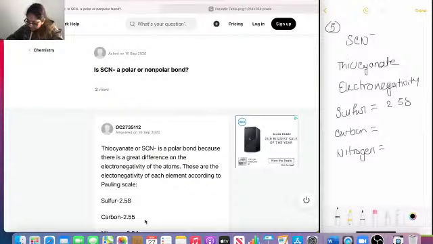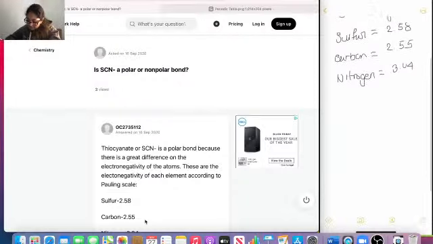2.58. Carbon has 2.55, and nitrogen has 3.04. Okay, so in this case you can see that nitrogen has a greater electronegativity, so it will tend to attract more electrons to itself.